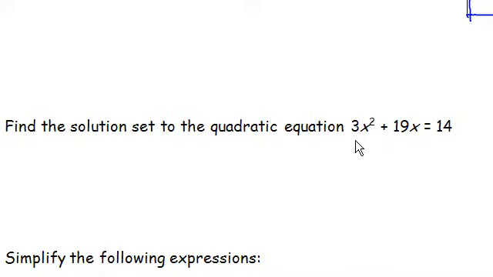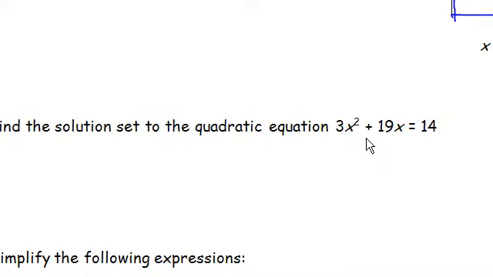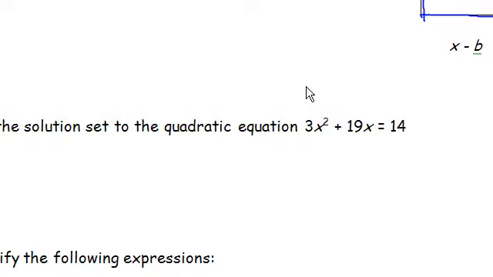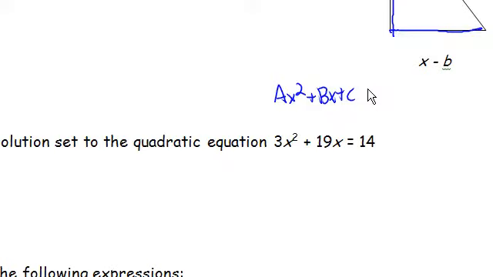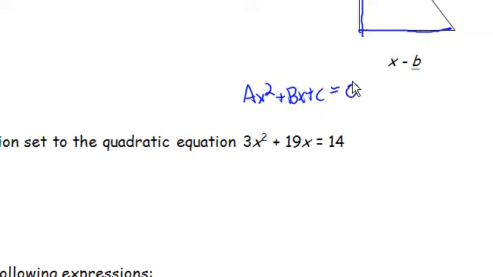Find the solution set to the quadratic equation. 3x squared plus 19x equals 14. Okay, well, what we want to do is we always want to have our quadratic equations in the form of ax squared plus bx plus c equals 0. So we notice over here that our equation equals 14. So let's subtract 14 from each side. So when we do that, that equals 0.